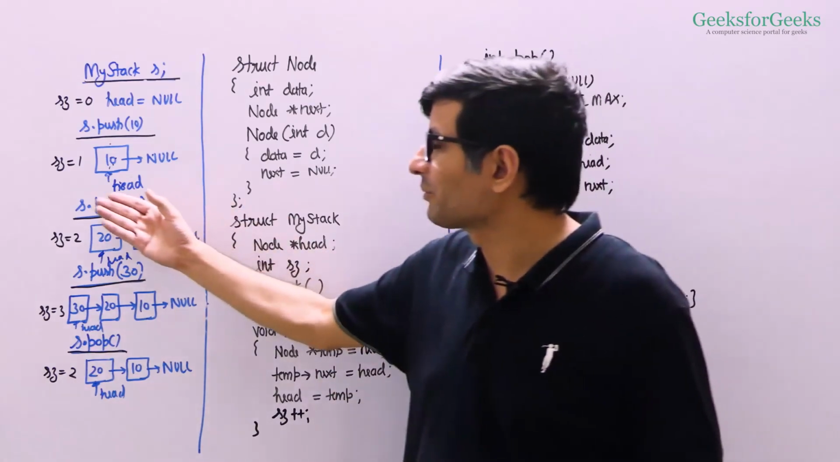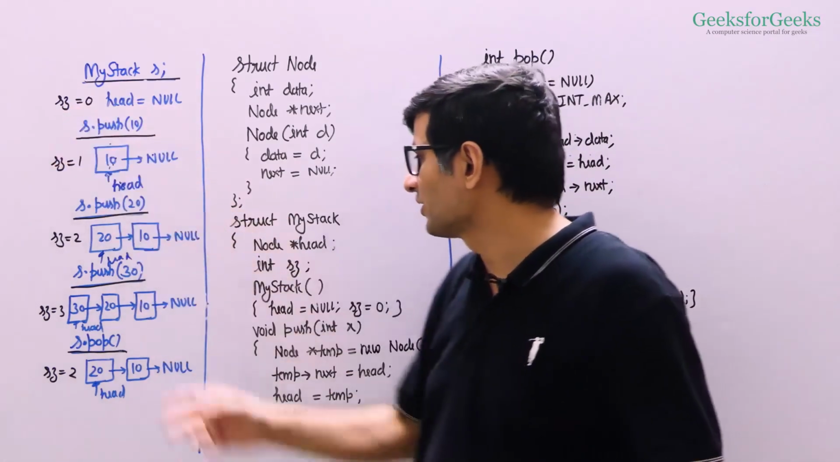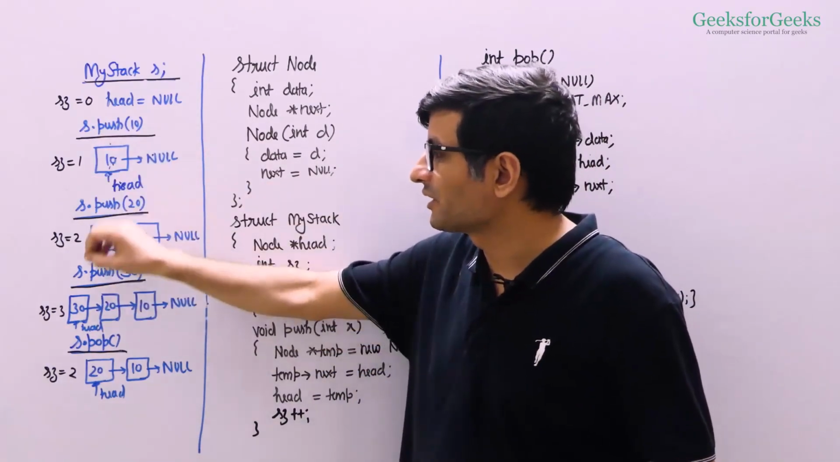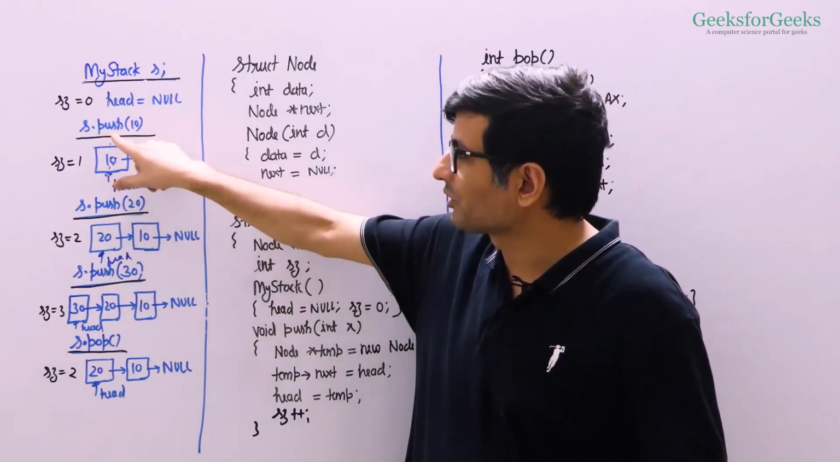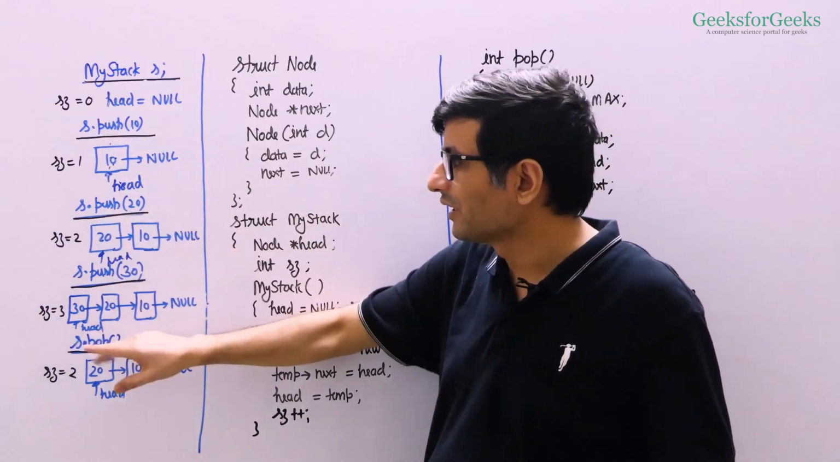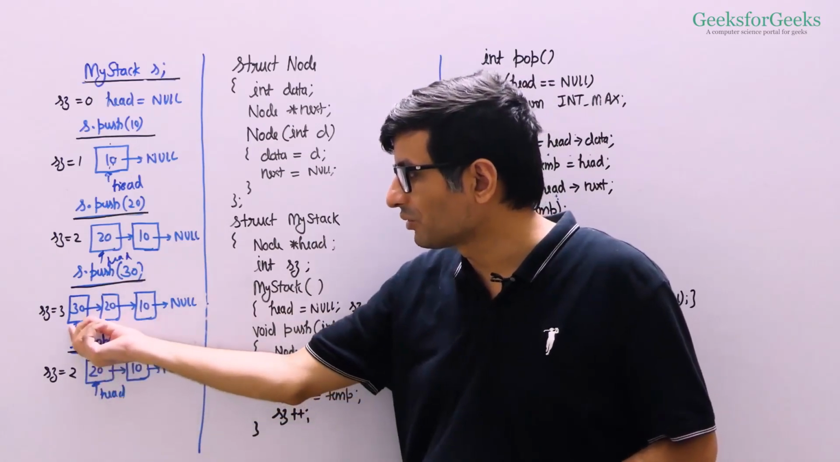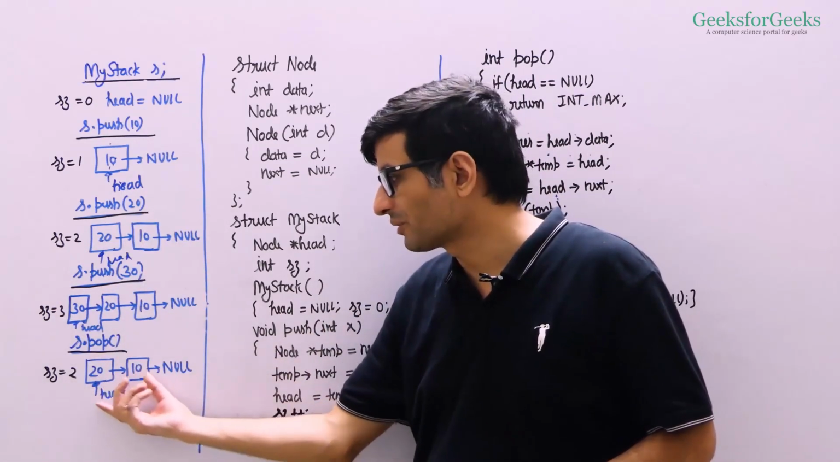Here is step-by-step demonstration. Initially head is null and size is 0. That's what we do in the constructor. We first insert 10 at the beginning, then we insert 20 at the beginning, right? Because we are calling push 10, then push 20, then push 30 will insert 30 at the beginning. When you call a pop, it's going to remove the beginning node, and this becomes your new head of the linked list.